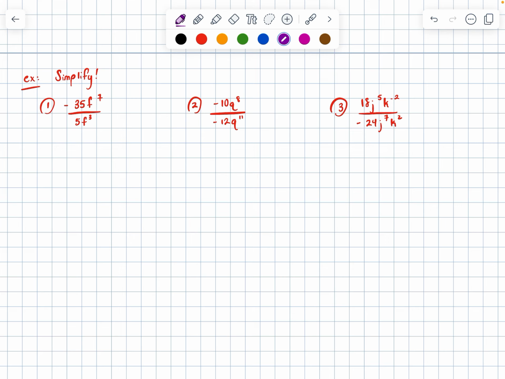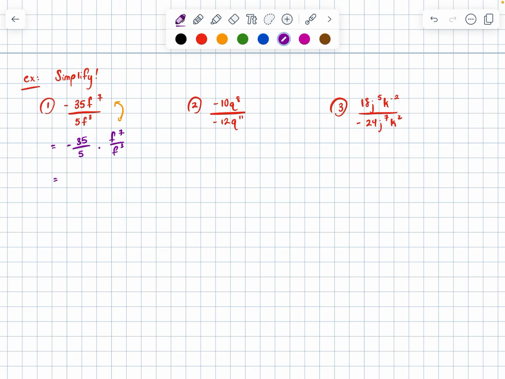-35 f to the 7th over 5 f to the 3rd. Again, my advice is to chunk this. I know how to divide 35 by 5. I know how to divide f to the 7th by f to the 3rd, so I'm going to write my chunks like this. First of all, I hope you can agree with me that if I write each of these fractions separately and join them by multiplication, these two statements are the same thing. Pause the video, figure out if you agree. Do you agree if I multiplied the numerators and multiplied the denominators, I would get back to the original statement? Once you believe me that that's the case, let's simplify.